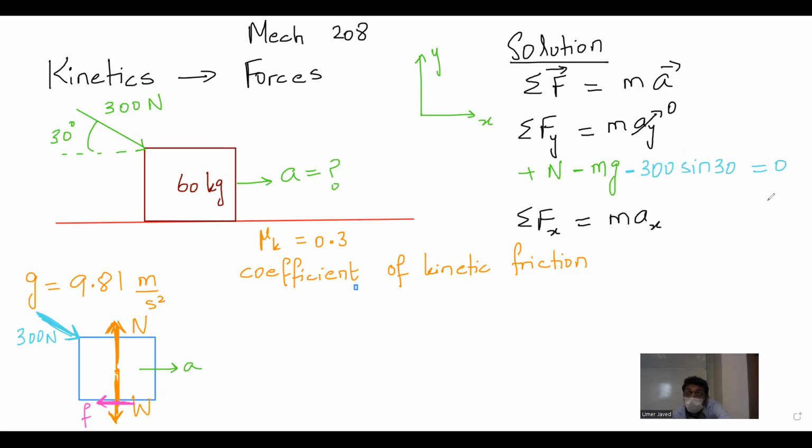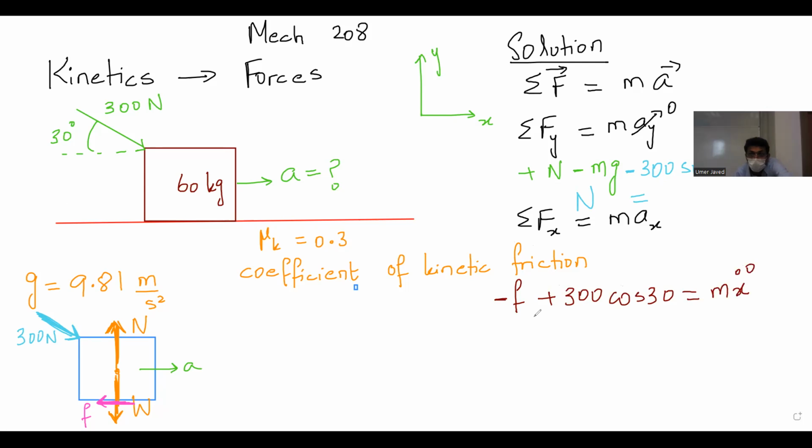N minus mg minus 300 sine 30 equal to 0. So normal force comes out to be, I don't know, you give me the value. Then summation of forces is equal to max. Friction is acting towards the left. The applied force is acting towards the right. You can see the coordinate axis, equal to mx double dot. What is the value of friction force?